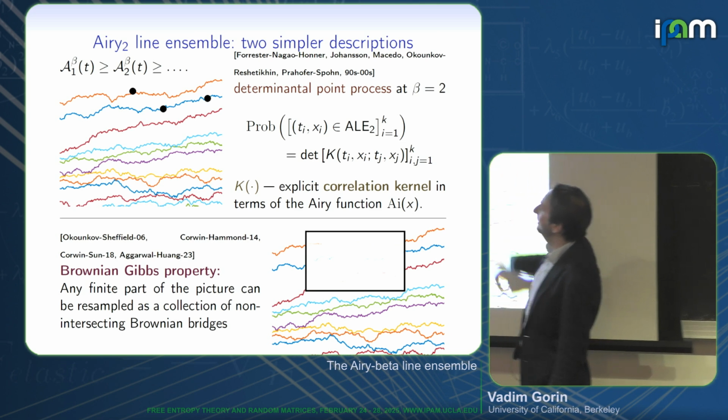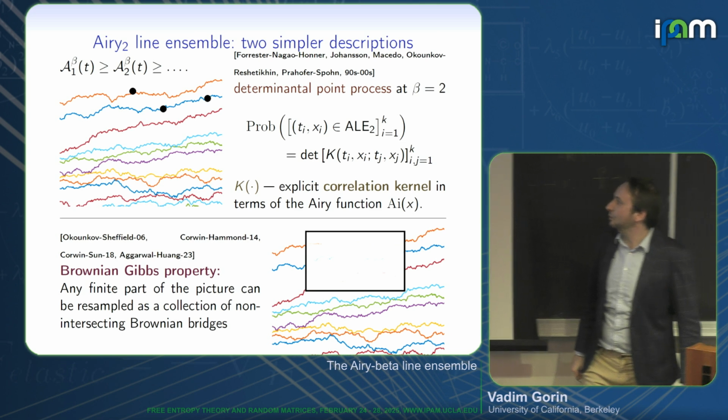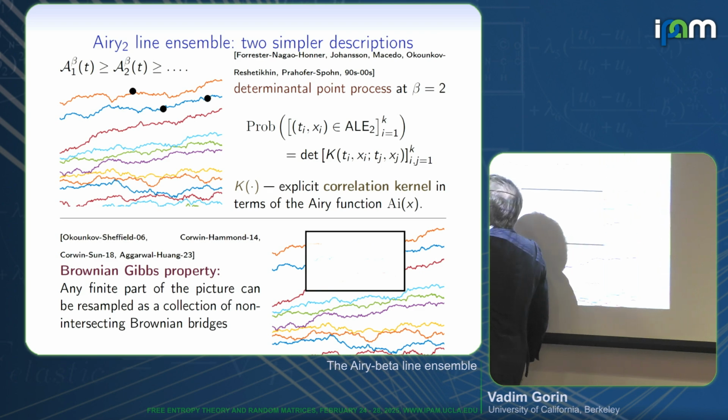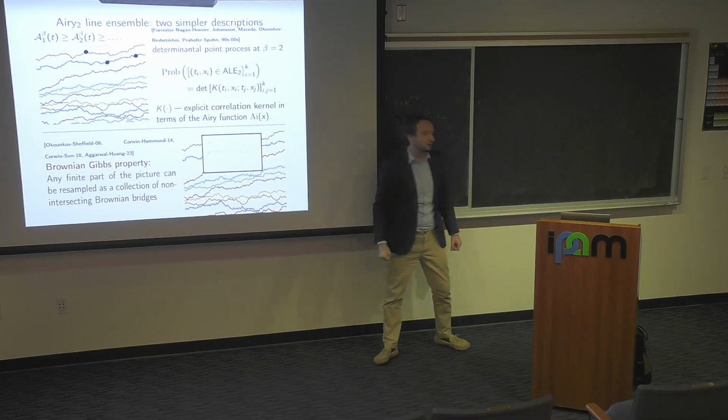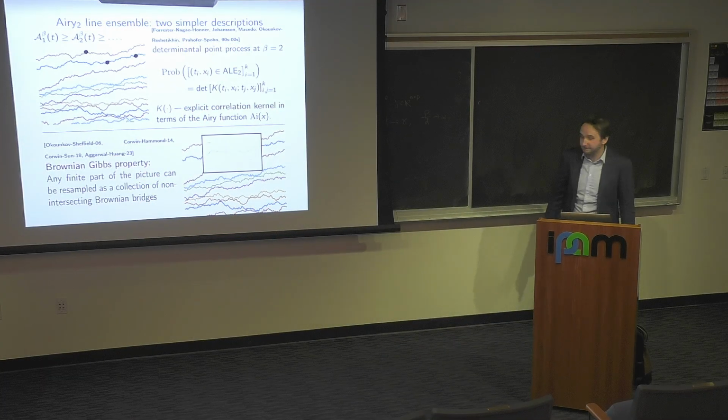One of them is through correlation functions. Namely, if you ask what the probabilities are that your particles, your lines, go through some collection of points, then this probability can be computed as a determinant of a matrix. If you have 3 points, that will be the determinant of a 3 times 3 matrix, and the matrix elements are the so-called correlation kernel. There's an explicit expression in terms of the Airy function. And that's how the first people arrived at this Airy-2 line ensemble.